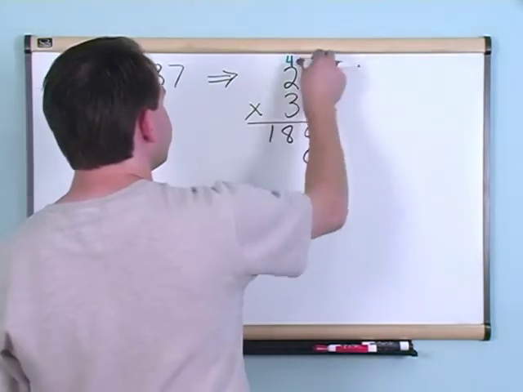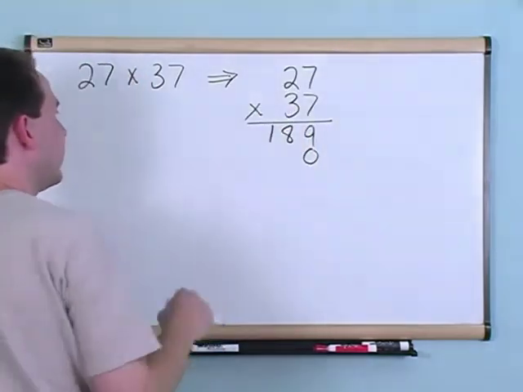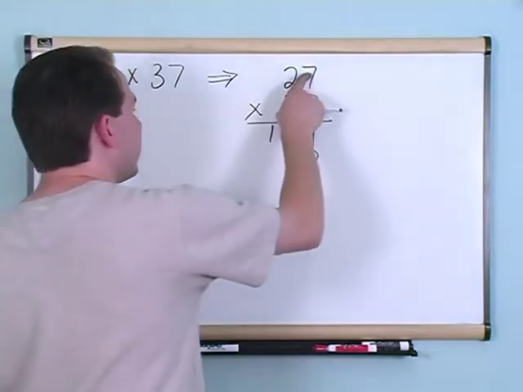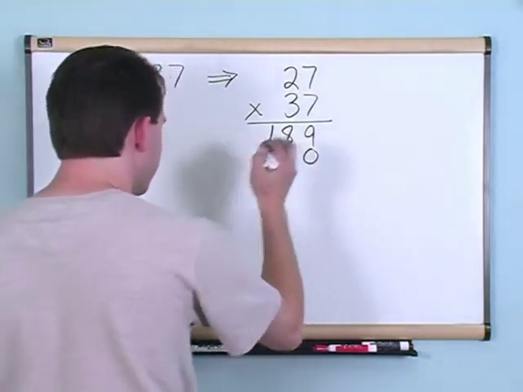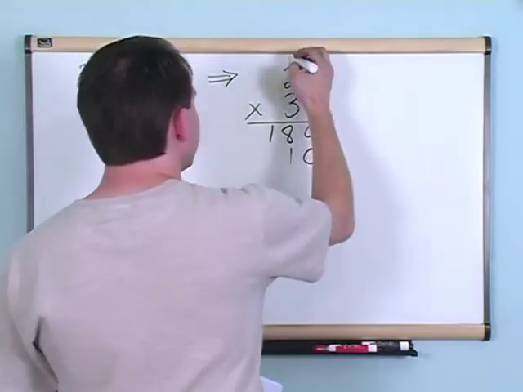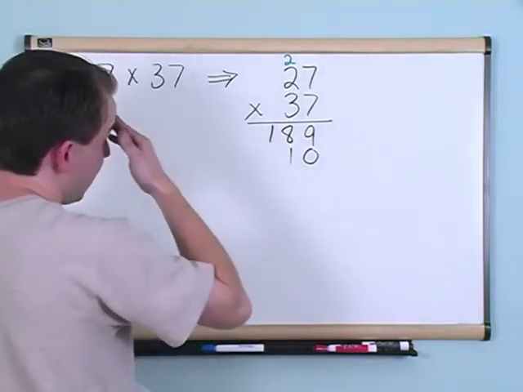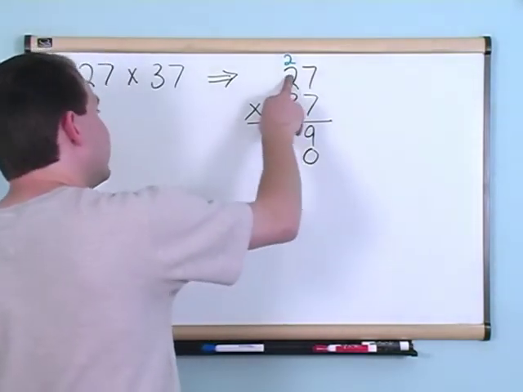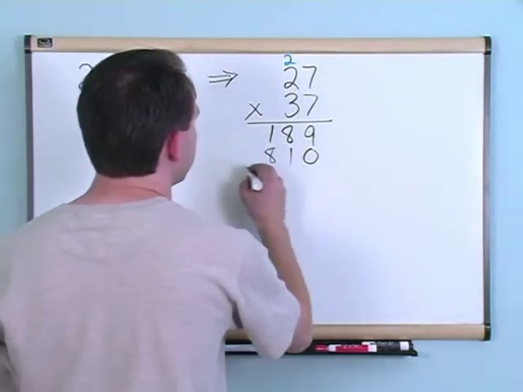3 times 7, I'm going to erase this 4 now, because it isn't going to affect this multiplication of the 3. 3 times 7 is 21. 21 is 2 digits, so I can't write that down. So I'm going to put a 1 here, and I'm going to put the 2 up here because I'm trying to write 21 down. Okay? Now, 3 times 2 gives you 6, plus 2 more gives you 8. So you put the 8 down.